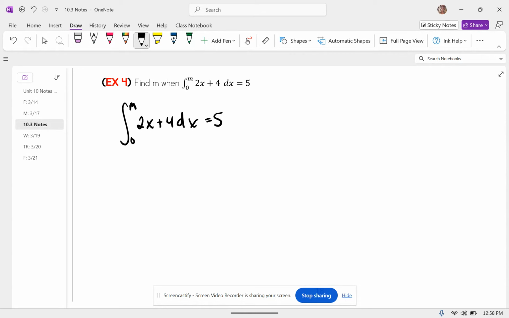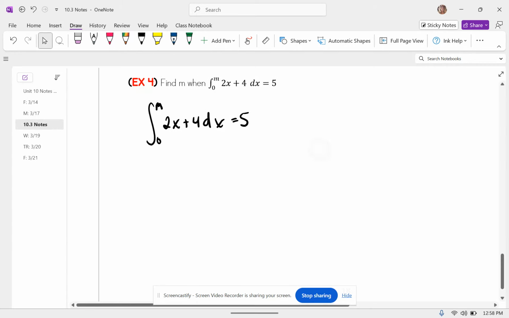What is different about this one? The m. There's an m, so we have an unknown bound, and it's equal to a thing. That means we're trying to solve for an unknown of m, right? Okay. So let's see how we would do something like this.